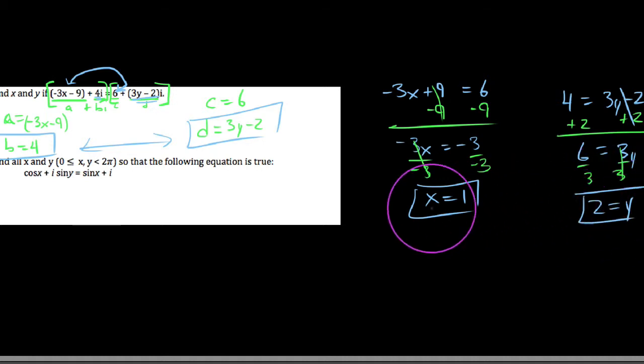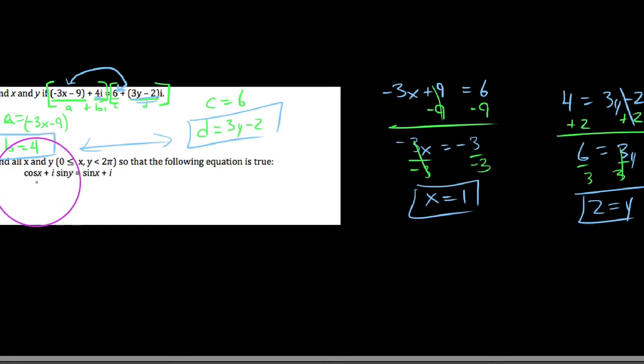So we were able to solve for x and y in a very trigonometric sense, which is because it's a trig class that I'm doing this for. But we say: find all x and y for which this is true, where x is a non-negative number and y is less than 2 pi. Okay, so we say that the following equation is true. What if cosine x plus i sine y is equal to sine x plus i?